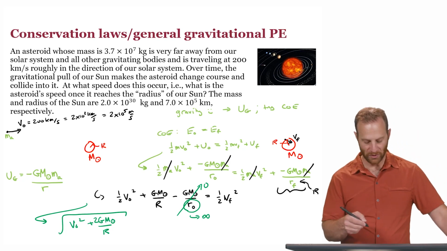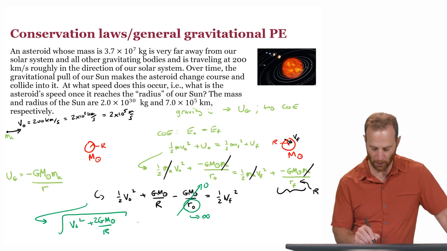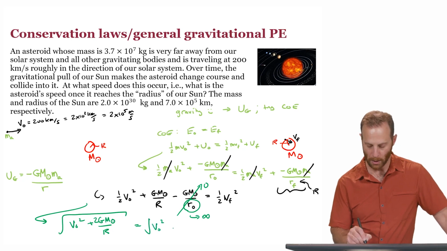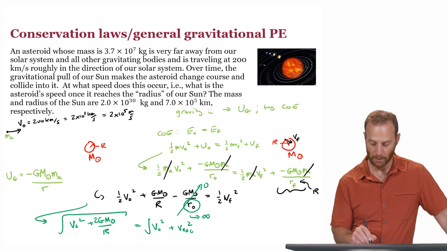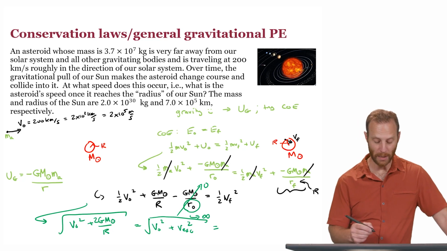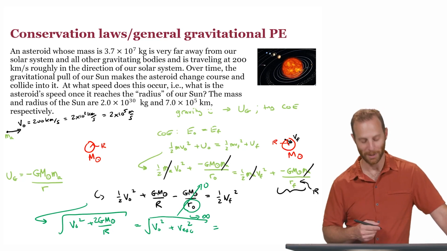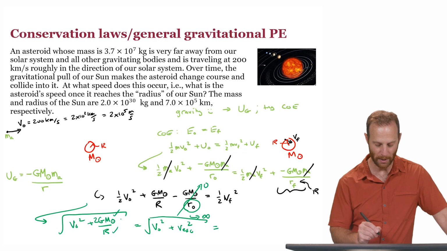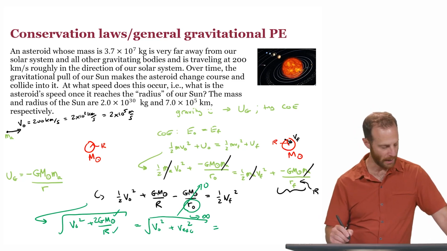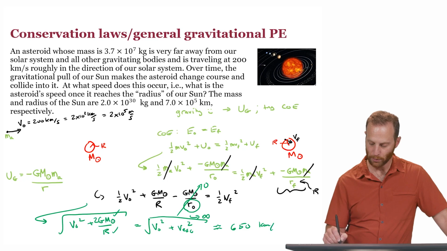For those of you who have seen a formula that looks like that before, this can be thought of as the initial speed of the asteroid squared plus the escape speed of the sun squared. And in any case, we have all the numbers we need. We have G, which you can look up in a textbook. We have the mass of the sun. We have the radius of the sun, and the initial speed of the asteroid. This comes out to be approximately 650 kilometers per second.